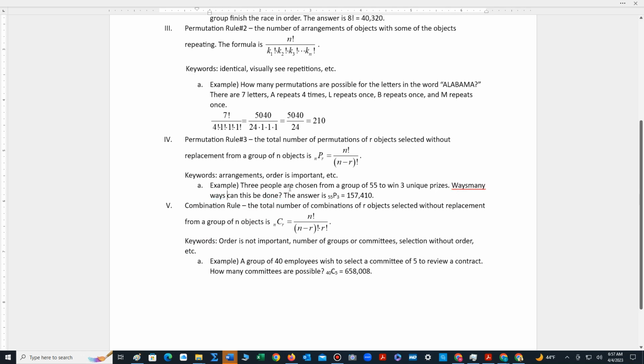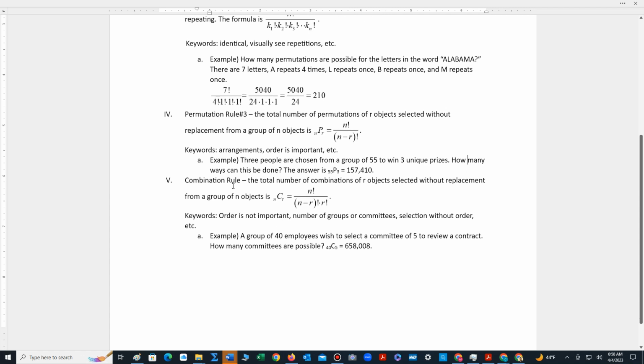Let's see, so it says 3 people are chosen from a group of 55 to win 3 unique prizes. It should say here, let me clean this up, how many ways can this be done? So for this type of example, we're choosing 3 of the 55 objects and looking at the total number of permutations of 3 selected objects. So the answer is 55 P 3, which is 157,410 different ways.